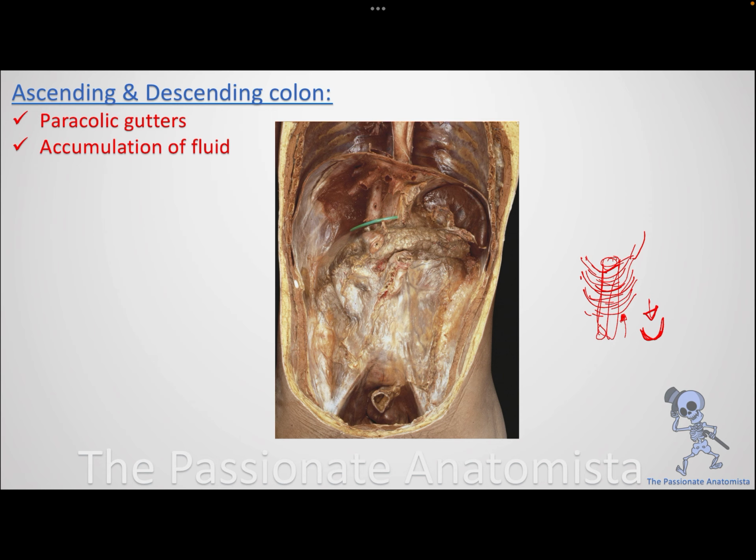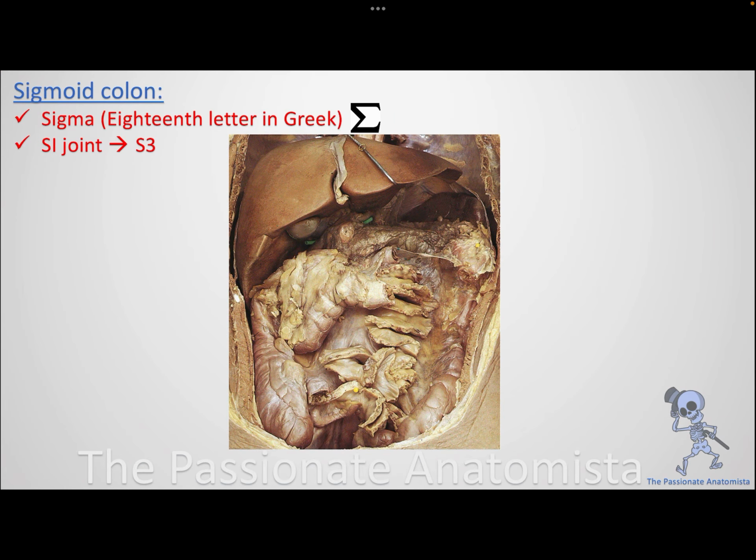I would expect to see the accumulation of fluid in the paracolic gutters, and that's because I have a peritoneal reflection here as it comes over the ascending and descending colons. So that would be accumulated here. Okay, now moving on to the sigmoid colon.